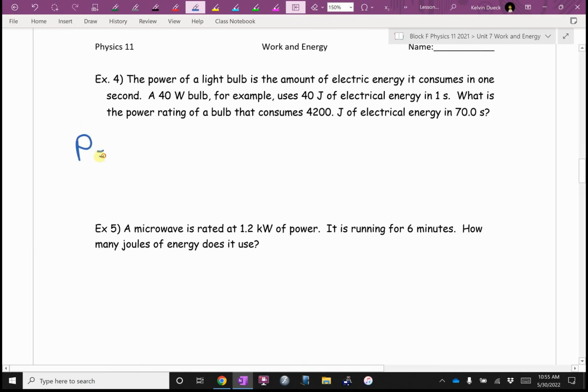Well, power is what? There you go. Zaina, what's the time? Good. How much work? Well, work is measured in joules. I didn't actually use the word work. I gave it to you in terms of electrical energy, but that's the amount of work. 4,200 joules.